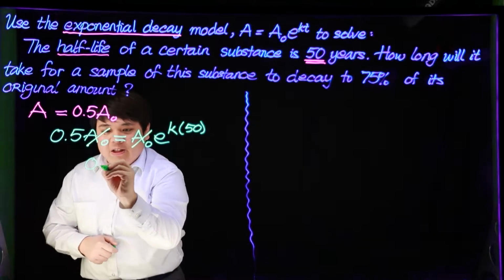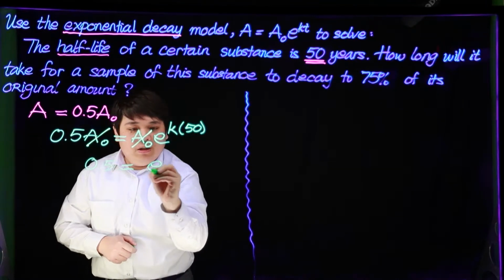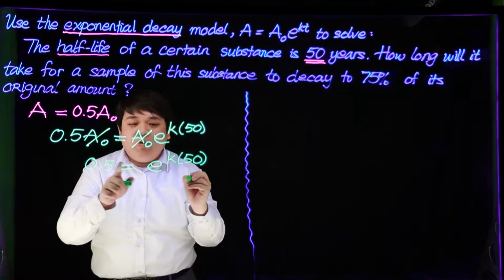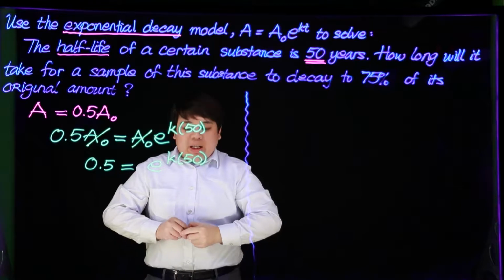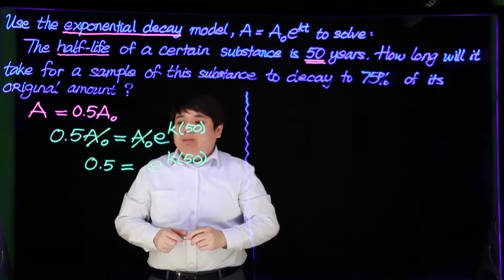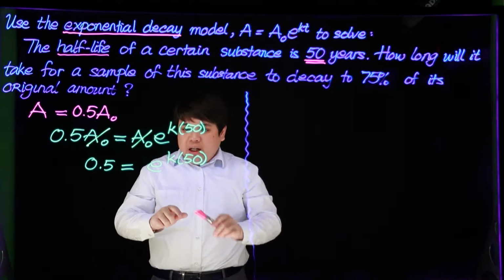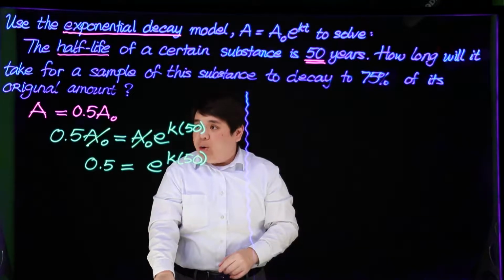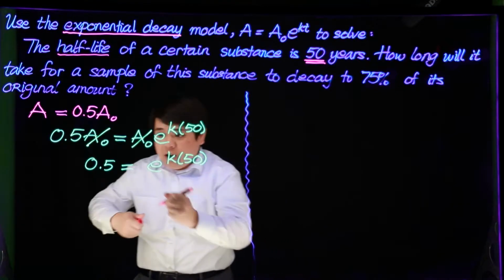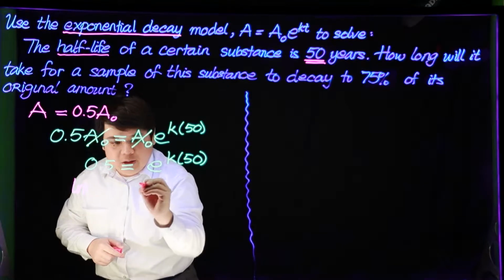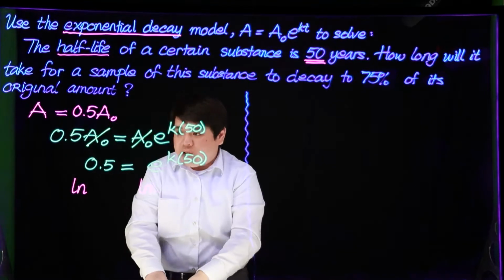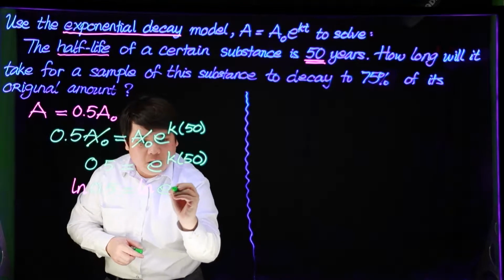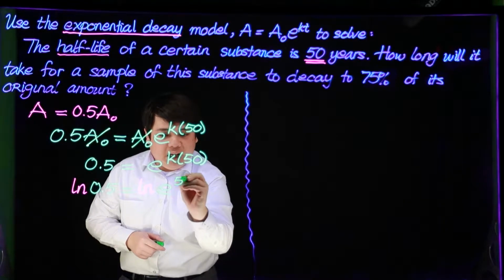We will have 0.5 equal to e to the K times 50. Now we just need to solve for K. K is in the exponent. To solve for K, we need to take ln on both sides. So I will take ln on both sides. And we write this as 50K.